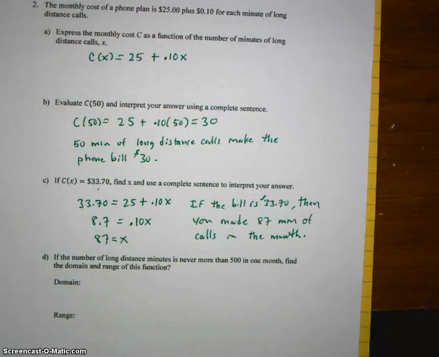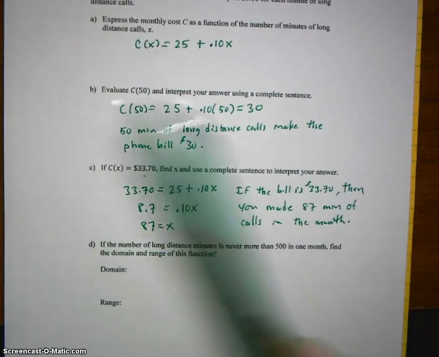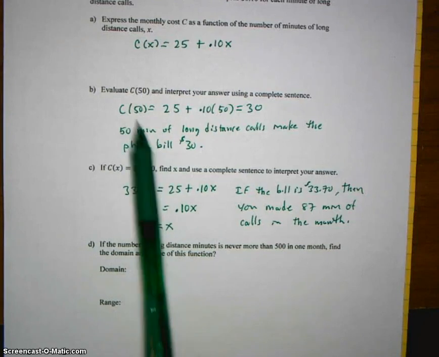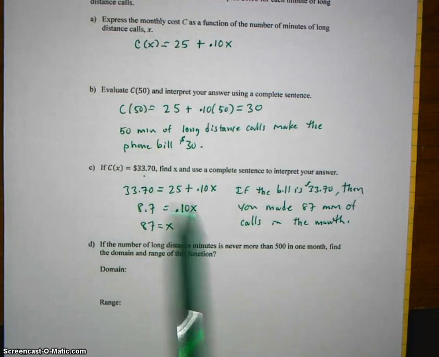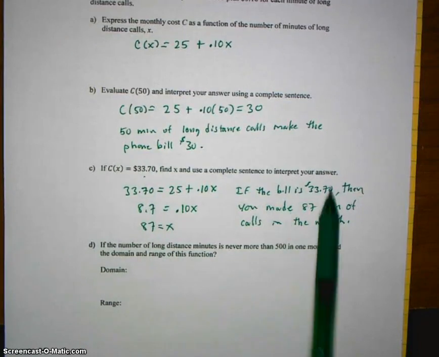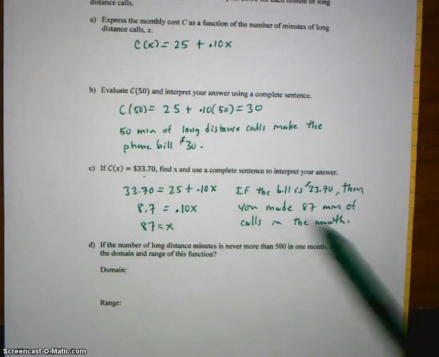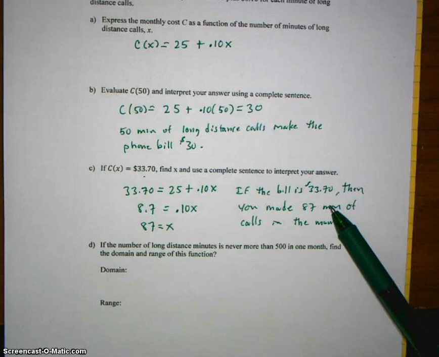Now, you might notice how I'm writing my answers, and again, this is me primarily. It's not necessarily the way it has to be done. But since they gave me 50, when I write my answer, I put that information first. So here, because they gave me the 50, I started with 50 minutes. And here, since they gave me the cost, I started with the cost. But you don't have to. It would be just as good to write 87 minutes worth of calls will cost you $33.70. It's just the way I like to do it. Whatever information they give me, I like to put that information first in my sentence.